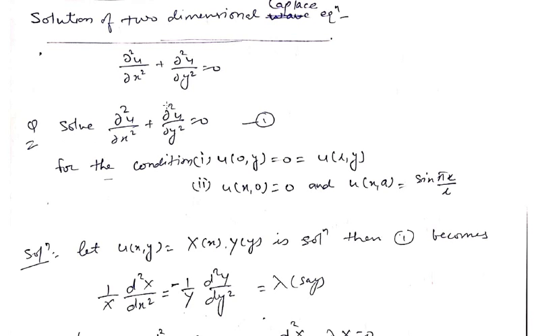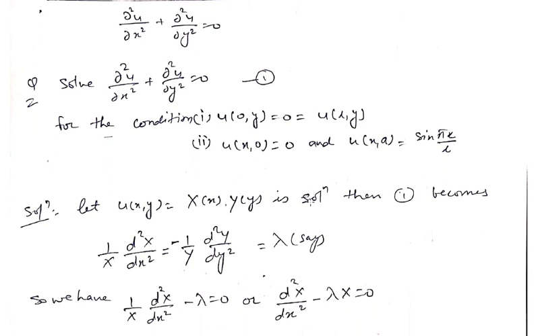We have to solve ∂²u/∂x² + ∂²u/∂y² = 0 under the given conditions. First, u(0, y) = 0, and similarly u(l, y) = 0. Here x is l. These are boundary conditions. In the second boundary condition, we have a constant value of y and x is variable. So u(x, 0) at y = 0 will be 0, and at y = a, u(x, a) = sin(πx/l). So we have to find the solution of equation 1 under these conditions.